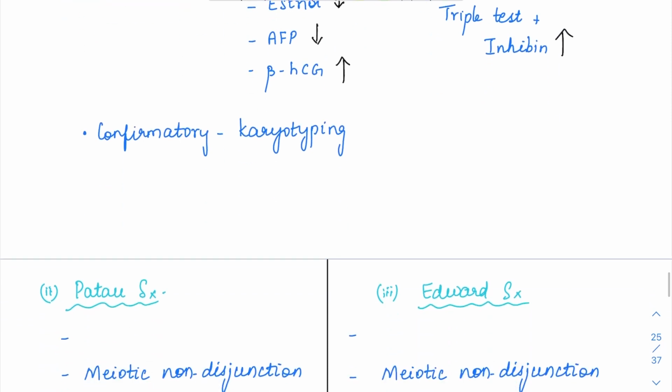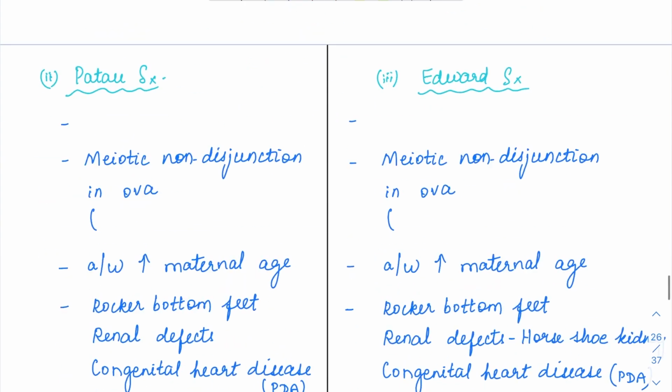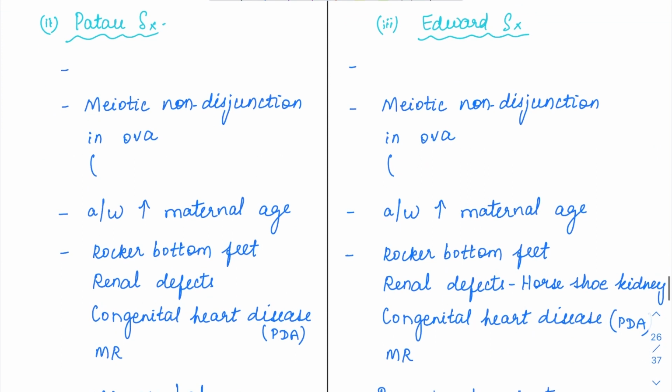Okay. So the confirmatory test is karyotyping, the image of which we had already seen. In chromosome 21, you can see 3 copies. Then we'll see other trisomies, which are Patau syndrome and Edwards syndrome. So Patau syndrome, again the karyotype we already saw. This was trisomy 13. Patau is trisomy 13. Edwards syndrome is trisomy 18.